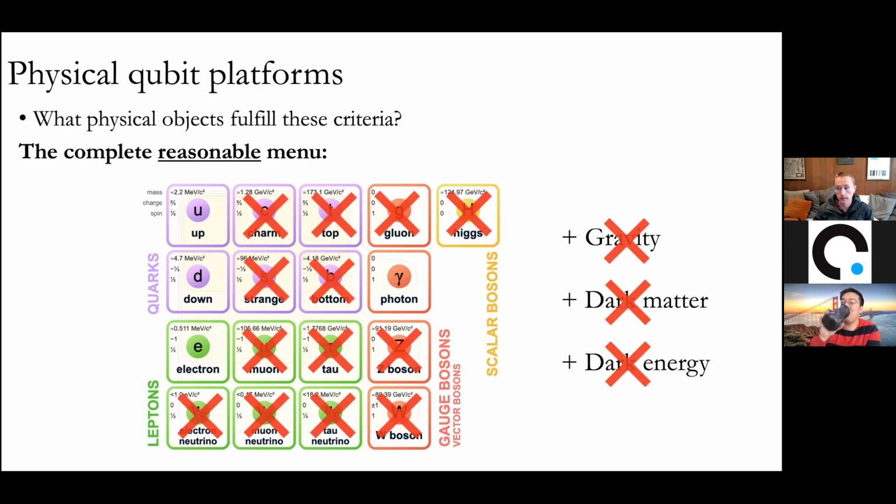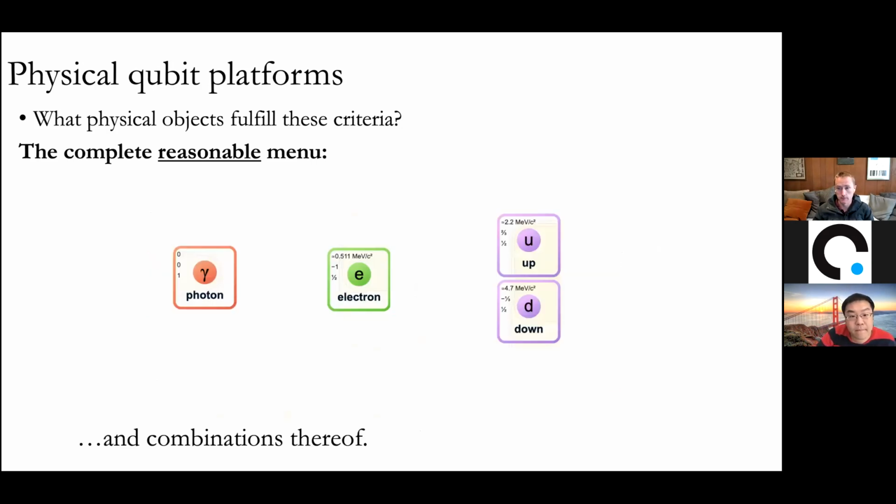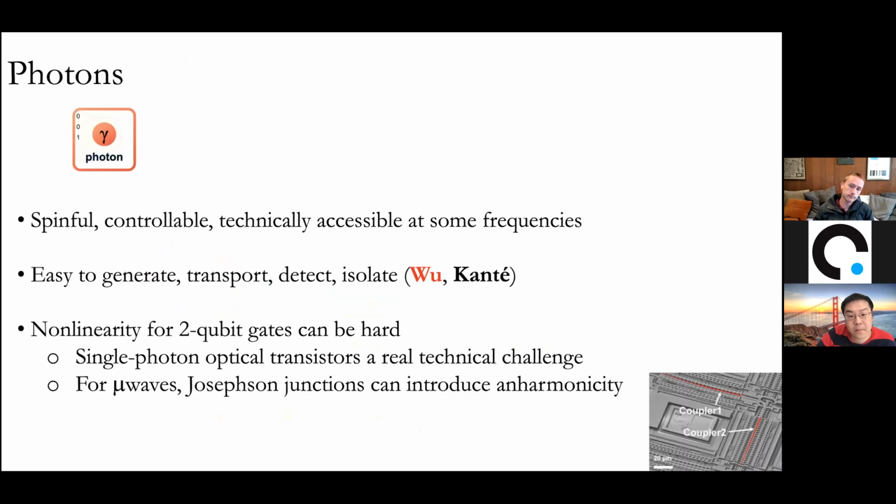So if you want to make a quantum experiment that's interesting in a quantum mechanical way, it's going to use this restricted reasonable menu and combinations thereof. So we have photons, we have electrons, and we have up and down quarks. I want to say a little bit about a few of these individual elements and then combinations among them, which is a slightly idiosyncratic, but I think reasonable, way to organize the different types of effort in quantum information processing or in quantum experimentation in general.